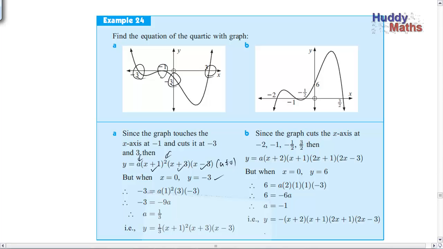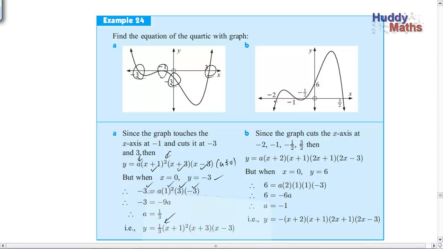So here we've got when x is naught, y is negative 3, the y-intercept. So putting in negative 3 and putting x into the three factors, we can particularise and make the solution unique, because we actually have a fixed unique point on it.